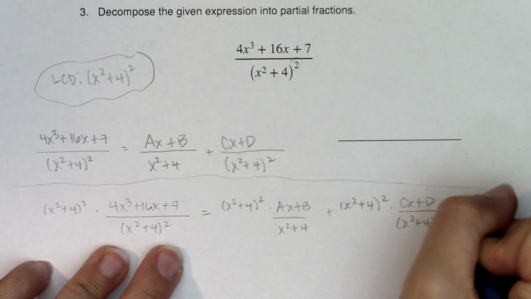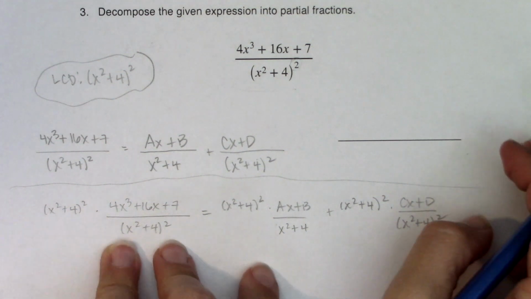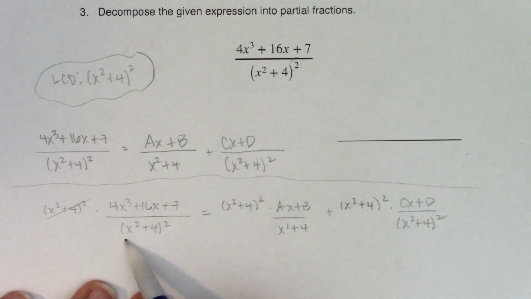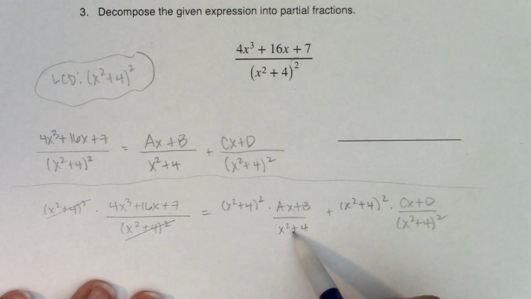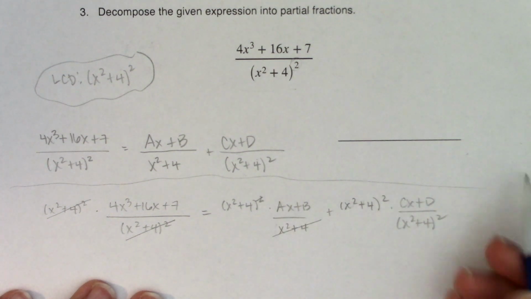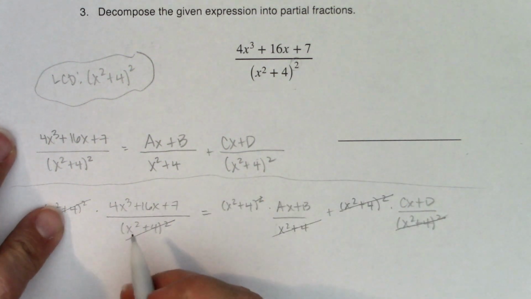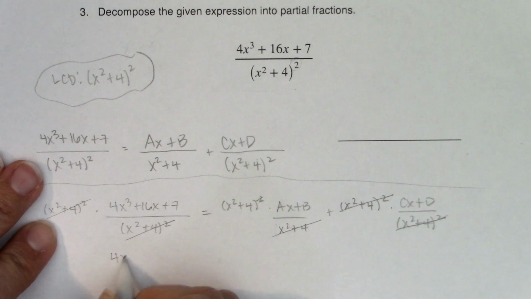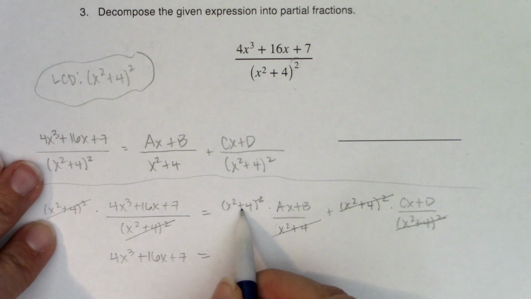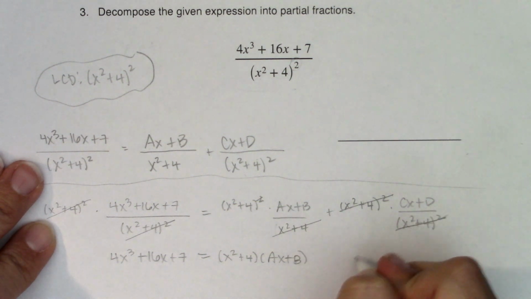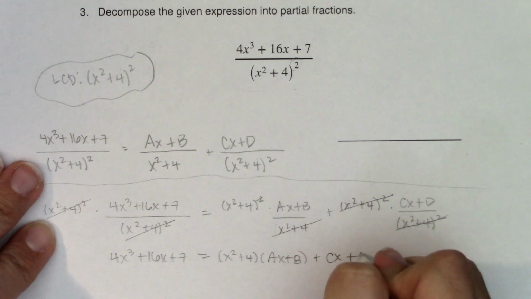Let me multiply the LCD, x squared plus 4 squared, now times cx plus d over x squared plus 4 squared. And let's see what cancels. Multiplying by that LCD should knock out all the denominators. So x squared plus 4 squared, x squared plus 4 squared. I only have one power of x squared plus 4 down here, so I'll leave one up there. Cancel, cancel. And then let's see what is left over. On the left side, I have just 4x cubed plus 16x plus 7. On the right, I have this binomial times this binomial: x squared plus 4 times ax plus b. And then on the second term, I just have cx plus d.